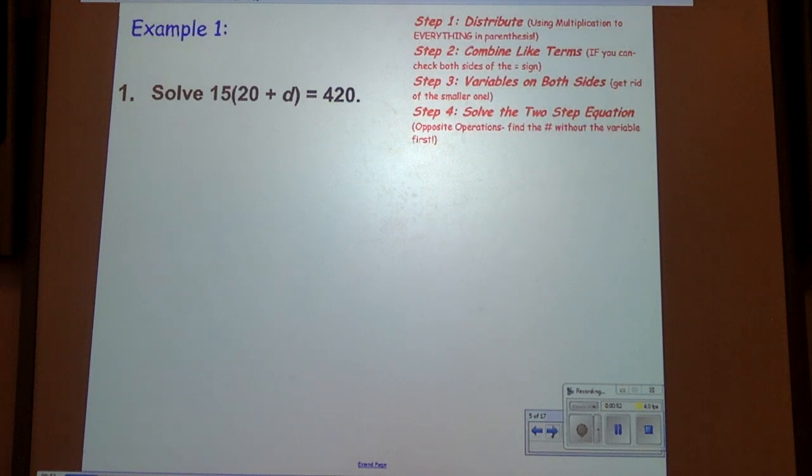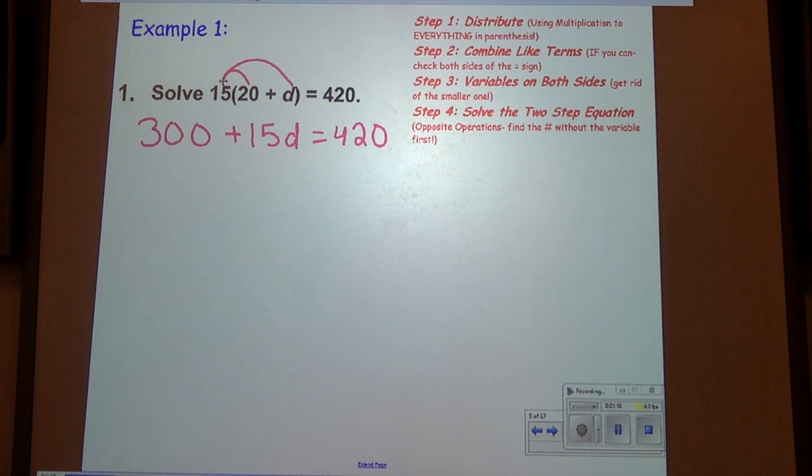Alright, example 1. Step 1, see if you can distribute. And we see we have 15 and then in parentheses the 20 plus d. So we're going to distribute the 15 to the 20 and the d. So first we have to do 15 times 20, and you should get 300 plus 15 times d is 15d, and that equals 420.